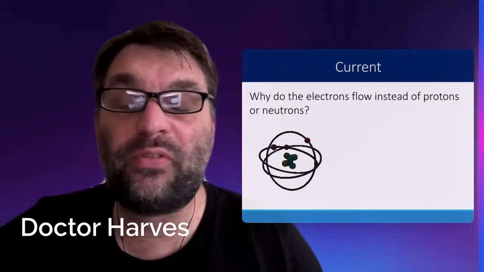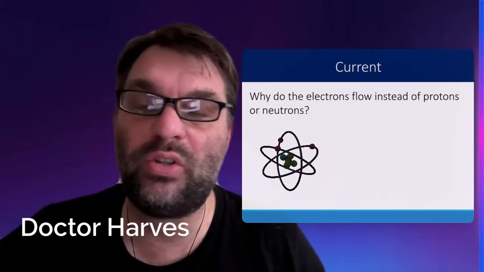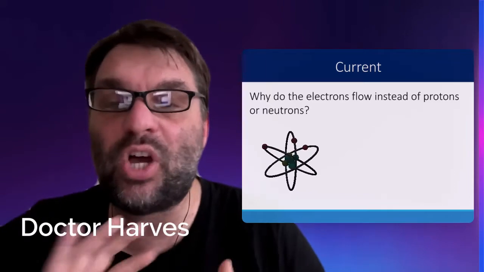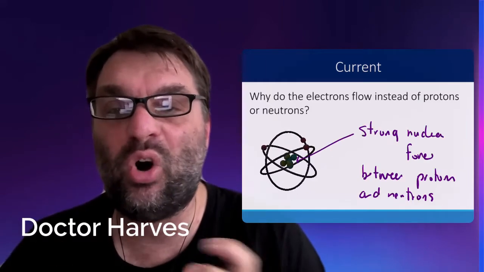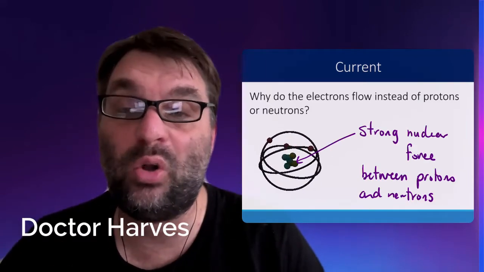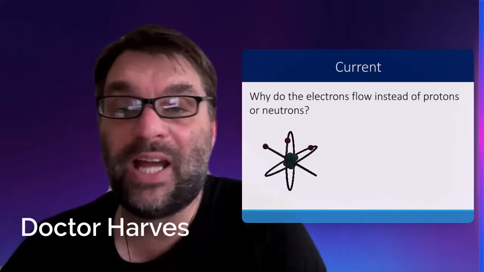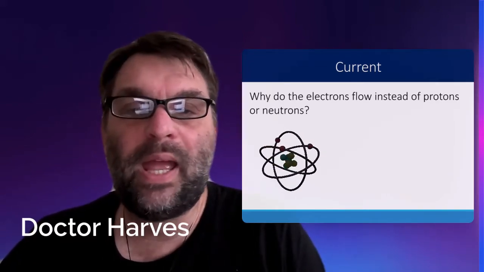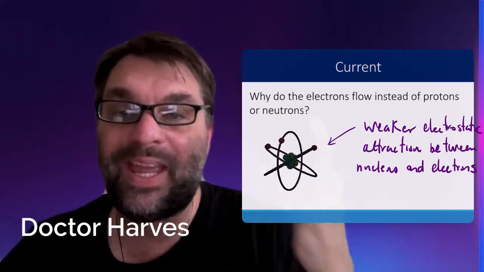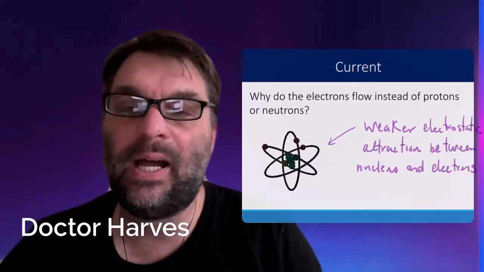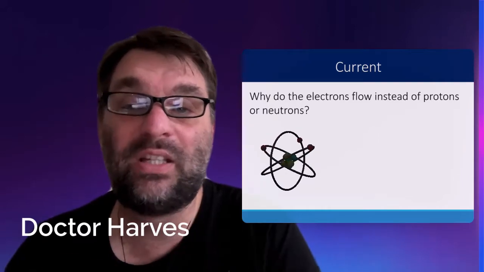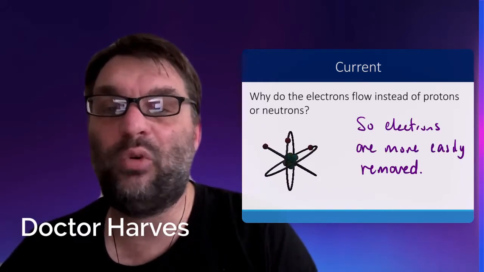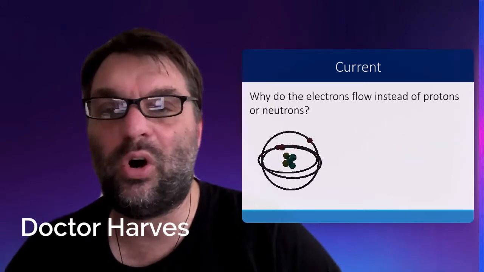So why do electrons flow instead of protons and neutrons? Well, that's because looking at atomic structure, inside the nucleus, there's a very strong nuclear force between the protons and the neutrons. It's very hard to pull protons and neutrons away. And the electrons, which orbit the outside of the atom, they're just attracted to the positive nucleus by a weaker electrostatic force. So therefore, it's easier to pull those electrons off.